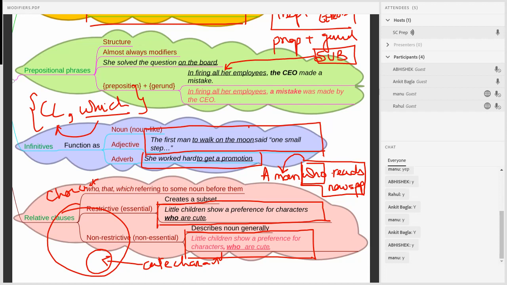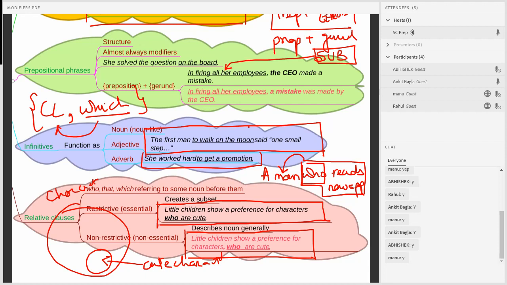When we say essential and non-essential, we don't mean that this information is important or not important. Remember that this is very important. When we say a modifier is non-essential, it does not mean that the information in that modifier is not important. Essential, non-essential has nothing to do with the importance of that information. Instead, essential and non-essential just means that this thing is essential or not essential to helping you understand which noun you're talking about.